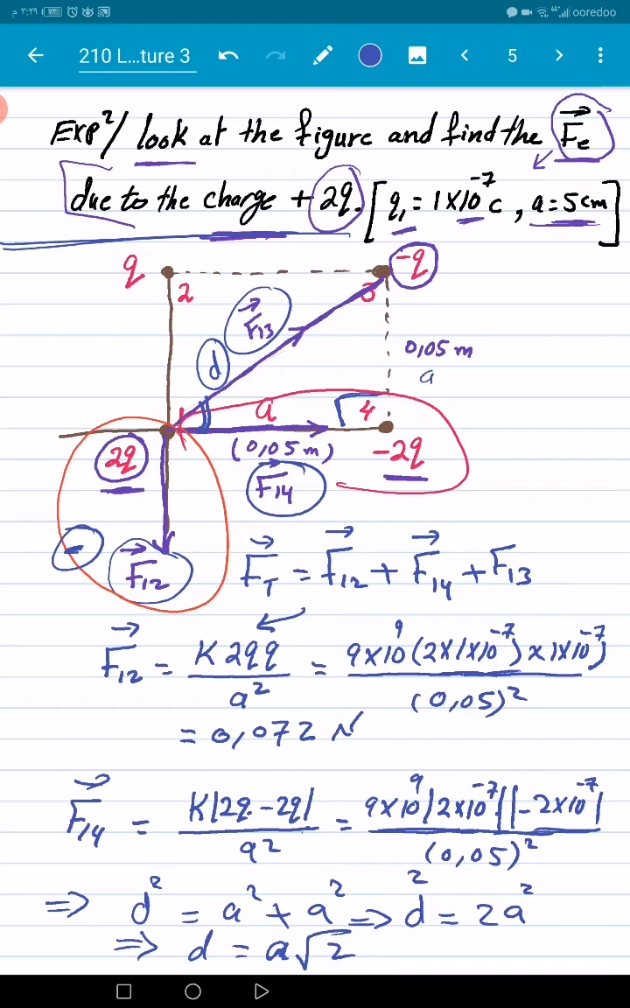Okay? So number one, in this question, the type of the charge that acts due to the others.